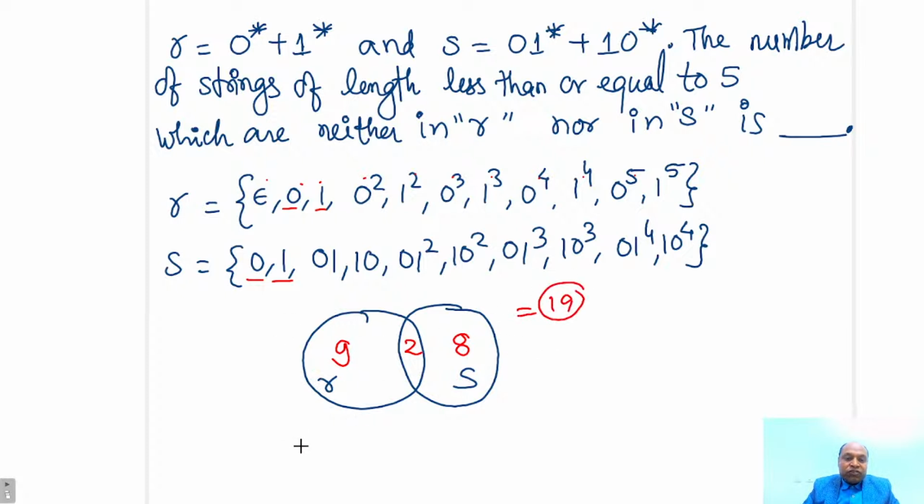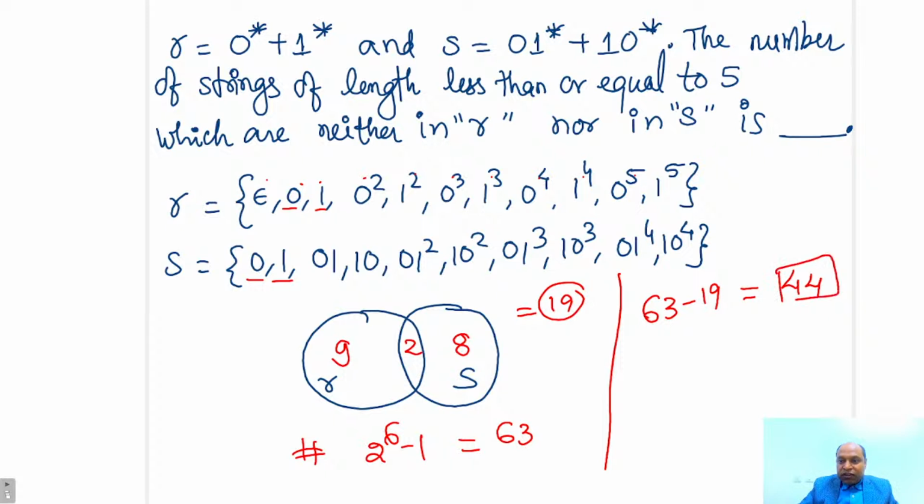So total how many elements are there? 19. And the number of strings, what will we get? 2 to the power 6. Why 6? Because length is less than or equal to 5. 2 to the power 6 minus 1, so we get 63. Out of this 63, 19 are in R or in S or in both. So total 44 are not in R and not in S. So the correct answer for this question is 44. This question is of numerical answer type and was asked in theory of computation.